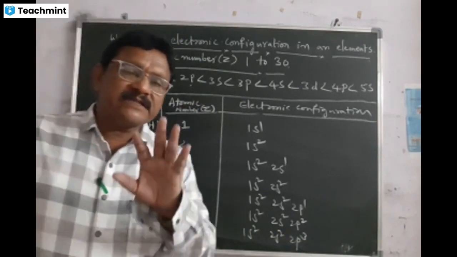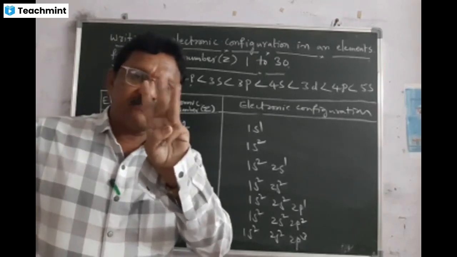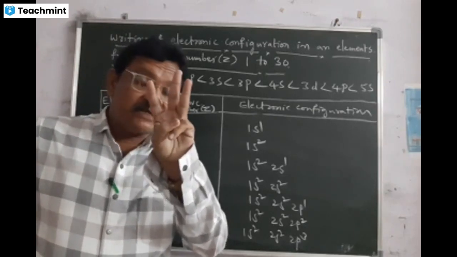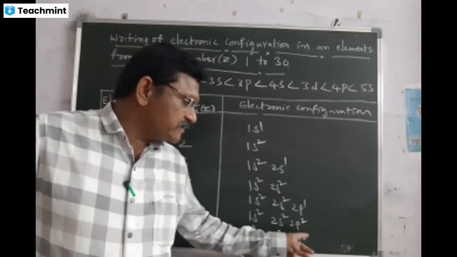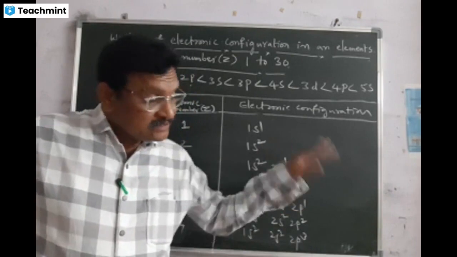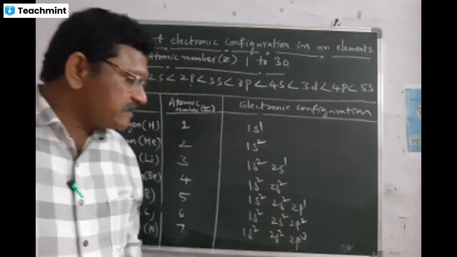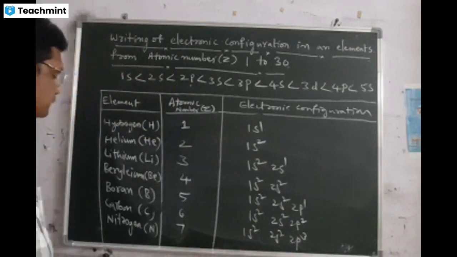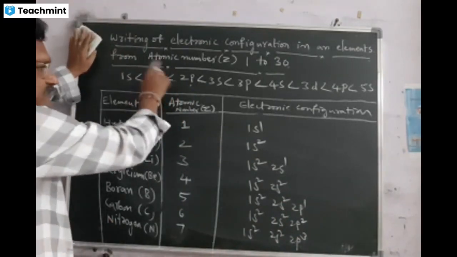In the p subshell there are 3 p orbitals: px, py, pz. Each orbital accommodates 2 electrons. So here 2p3 means there are 3 electrons in the p orbitals of the p subshell. Okay. Have you written this? I want to remove the heading.